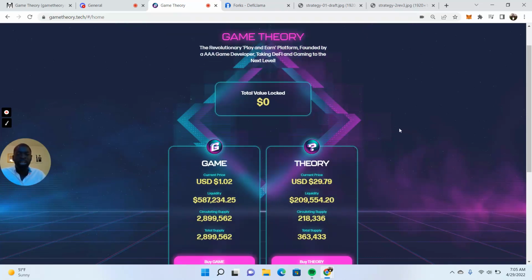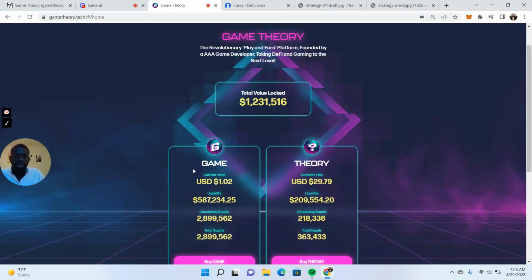So if we have a look at where we are at, liquidity wise, in the game pool we're sitting at $587,000 in liquidity, 209,000 in the theory liquidity, and we're sitting at $1.231 million total value locked, which, considering how the market has been over the last week, is really, really good. And we're going to get into that in the TVL list as well.